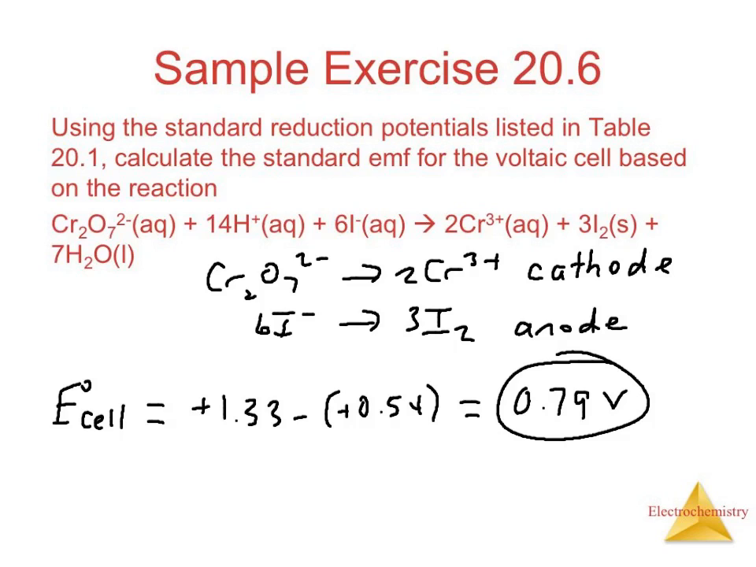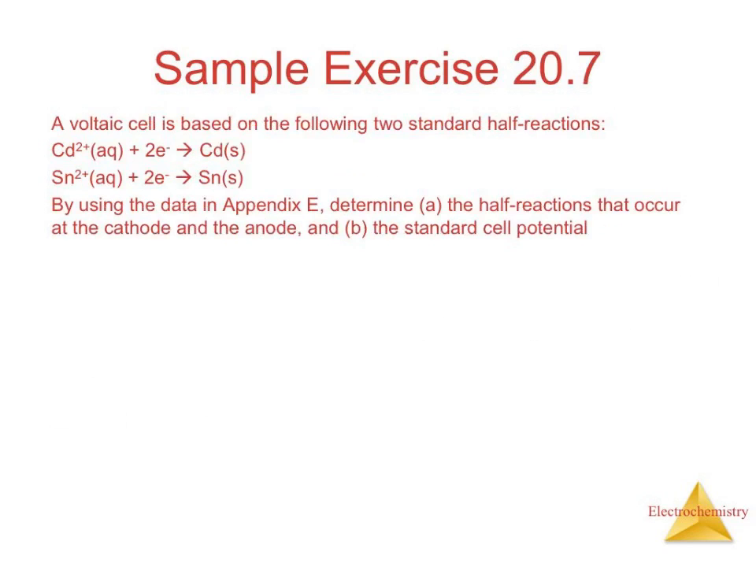By the way, just a note here, this is a positive voltage, so that means that we did it correctly. If you come up with the answer and it's a negative voltage, you probably flipped the cathode and the anode. Now on this one we did it right, so I'm going to cross out that arrow. But if you get a negative voltage, that's probably what you did.